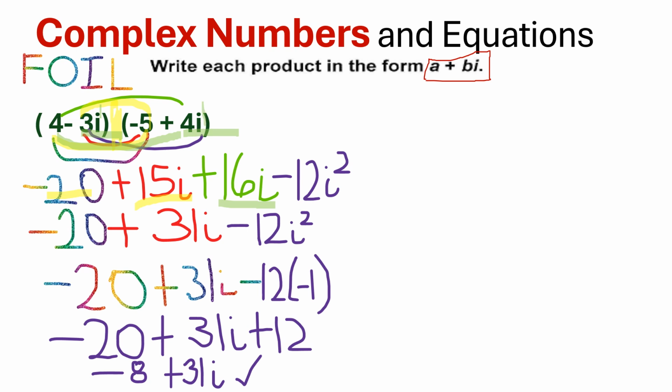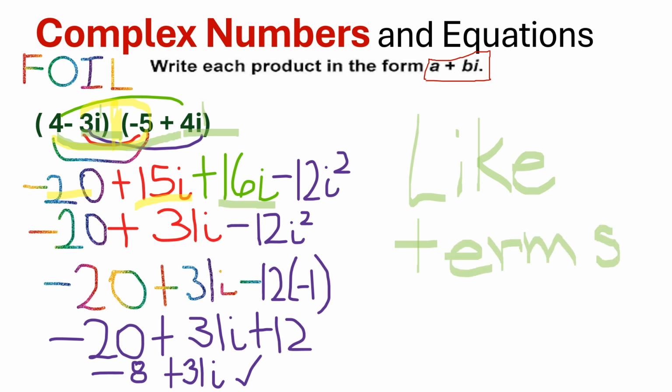So you're okay here. You have to keep like terms. These are important words. Like terms. Say that to yourself. Like terms. When you get ready to do like terms, you have negative 20, and you add these two together because they're like terms. That's 31i. This is by itself, minus 12i squared. You put the negative 1 here because remember, i squared equals negative 1. Negative 12 is positive 12.